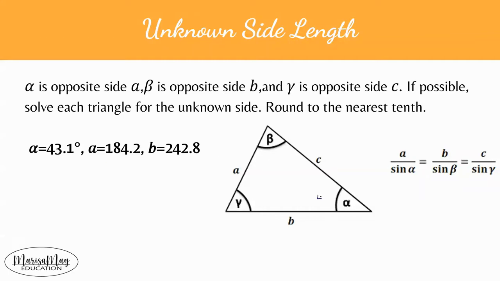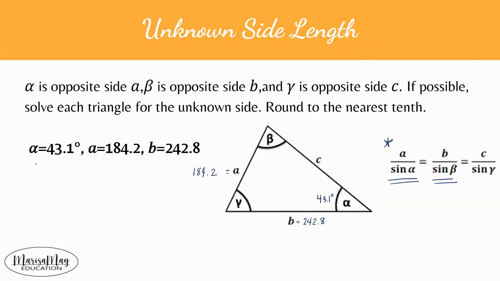We know that alpha is 43.1 degrees. And we know that side A is 184.2. And then we know that side B is 242.8. And we want to find the missing side. So we're going to use the law of sines here. Since we know alpha and side A, we'll use this fraction. And since we know side B, we'll use this fraction to help us find angle beta.